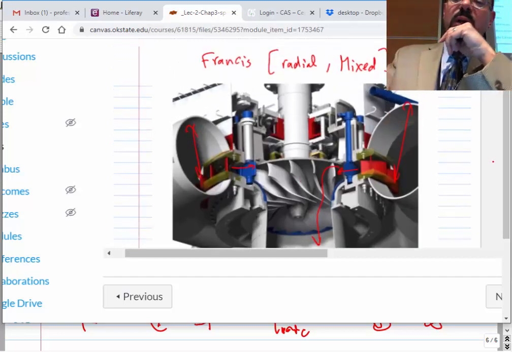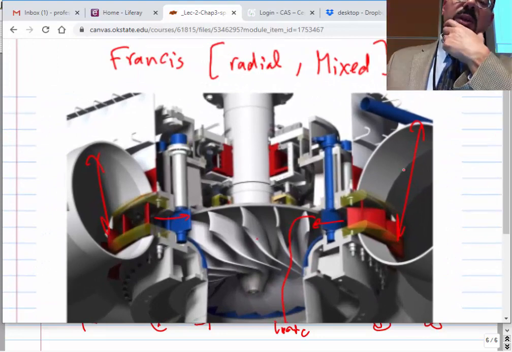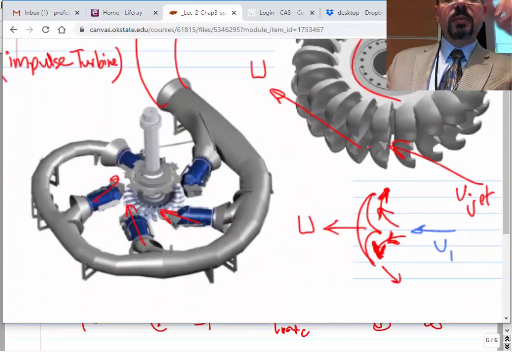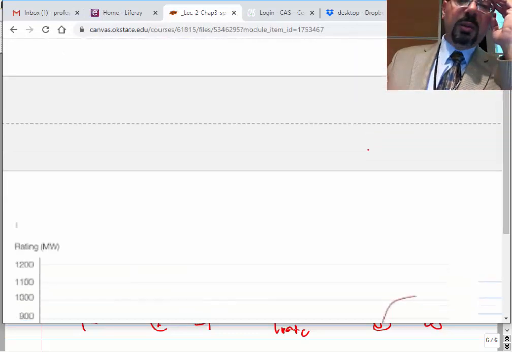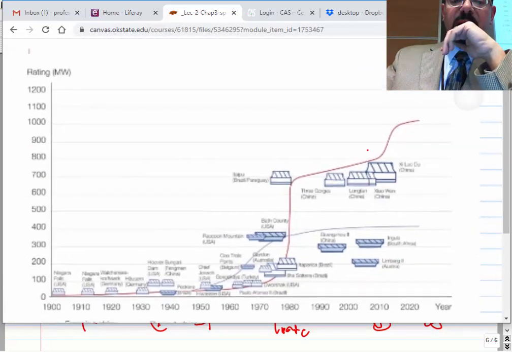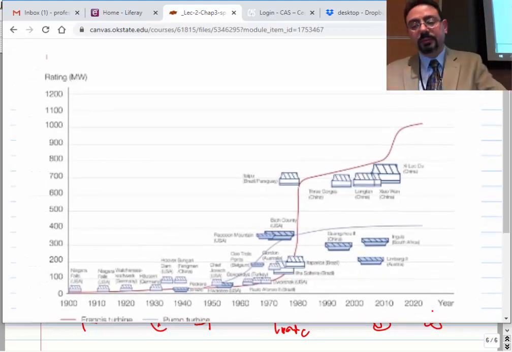So how could one make the decision to, should I buy a Francis turbine? Like the people in Keystone, how did they pick the turbine that they need to use?